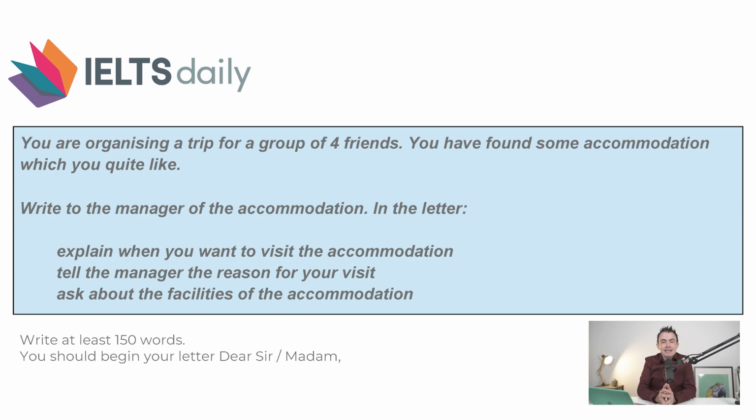Now, in the test, it is crucially important, if we look at the question now, that you have to answer those 3 bullet points. There's always 3 bullet points. In this test, you should explain when, tell the manager the reason, and ask about. There are 3 things which you need to do. Normally, I would recommend writing those 3 things in 3 separate paragraphs, but don't start each paragraph with, I want to explain, or I want to tell you about, I want to ask you about. You have to do it in a little bit more of a sophisticated way.